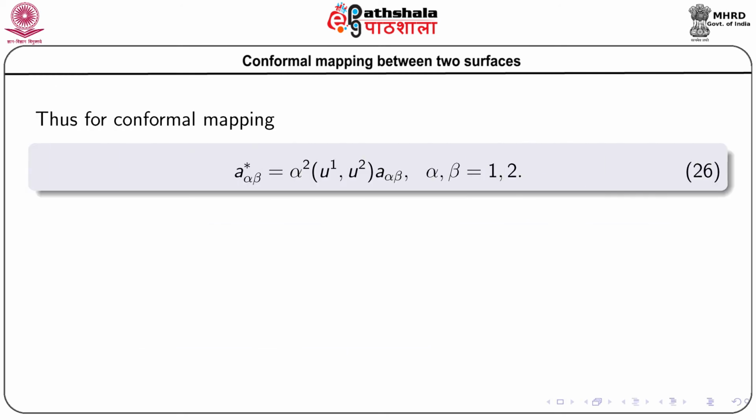Thus, for conformal mapping we have seen that A star alpha beta equals alpha square u1 u2 A alpha beta, where alpha beta is running from 1 and 2. That means the coefficients of the first fundamental forms between these two surfaces are proportional.